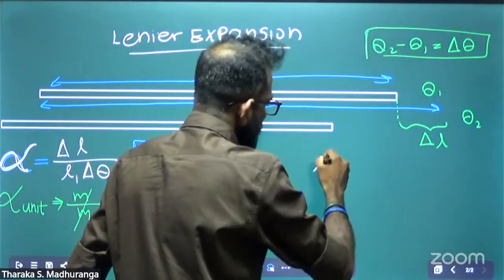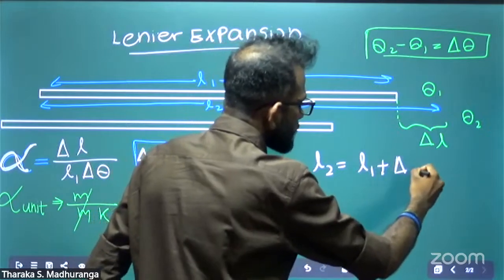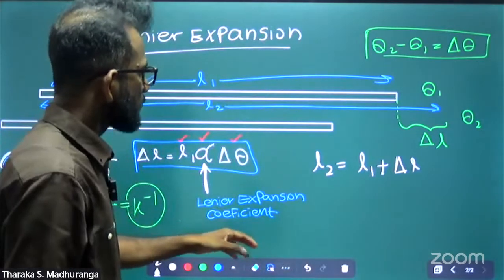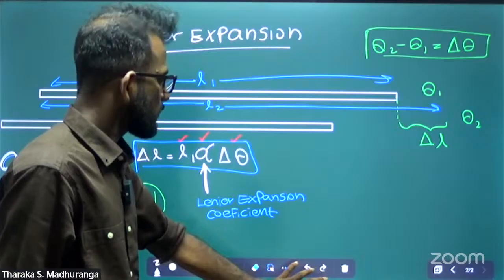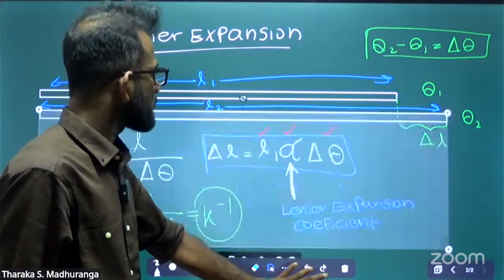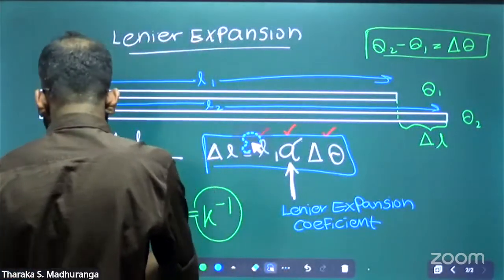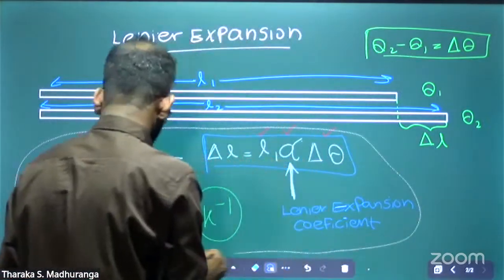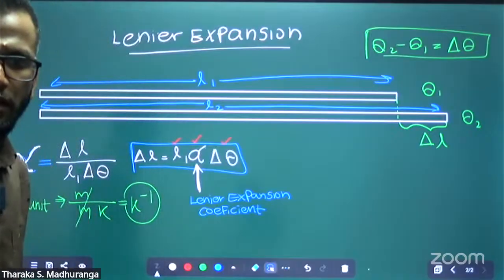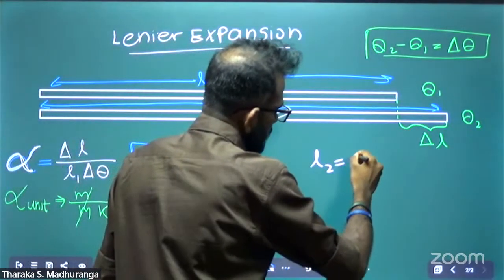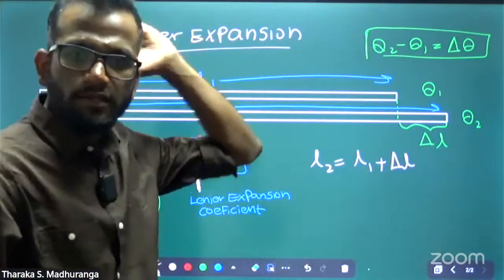Okay, now you can say L2 equals L1 plus delta L. L1 is the initial length. What happened to L2? Wait, mistake. Okay, sorry. Now L2 equals L1 plus delta L, no? Initial length plus increase in length.